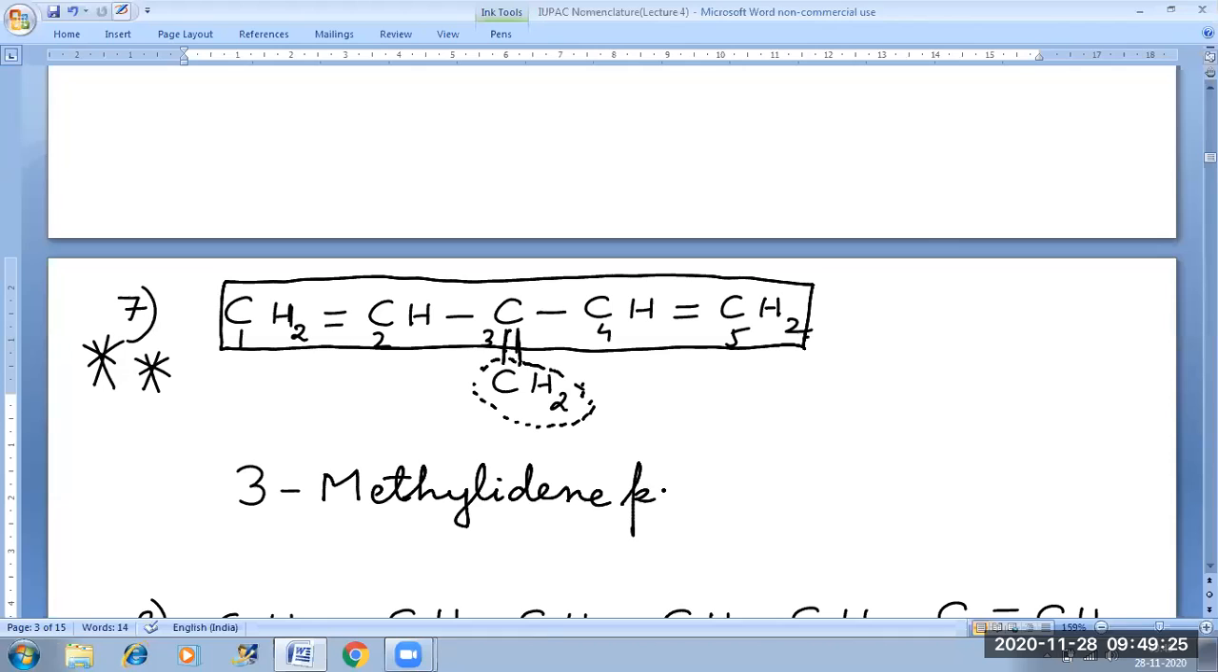And then pent, because there are 5 carbon atoms. 1,4-diene, because there are 2 double bonds in the main chain. And here it has to be penta because d is present after the number. So 3-methylidenepenta-1,4-diene. What is methylidene? Methylidene is CH2 double bond, which is lying outside the main chain.